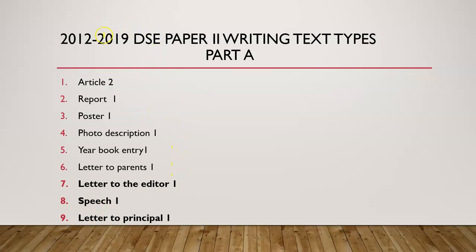And this is a list of 2012 to 19 DSE Paper 2 writing text types for Part A for the previous years. So we will see articles appeared twice and the rest appeared once. Normally guided ones like report, poster, photo description, yearbook entry, letter to parents. These three actually, you need to state your opinions and explain.